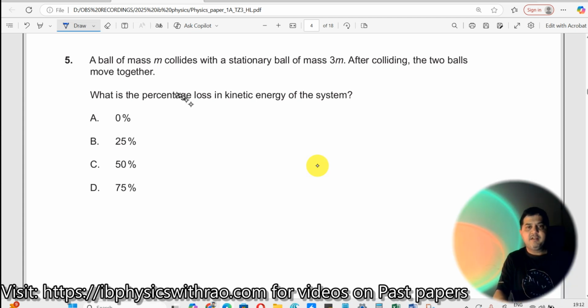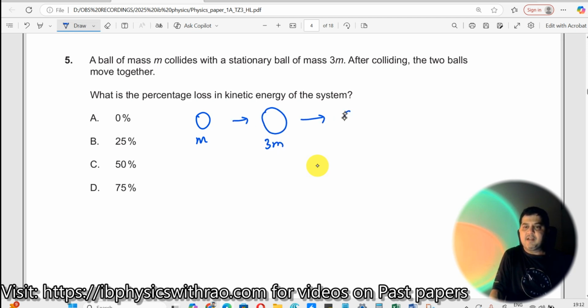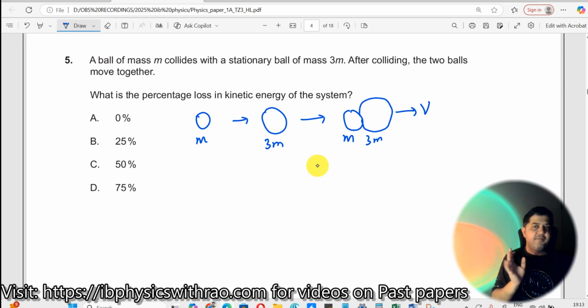Question number 5. A ball of mass m collides with a stationary ball of mass 3m, and as a result of it, after colliding, both the masses start moving with the same velocity. What kind of problem is this? Collisions. The moment it is a collision, conservation of momentum should be applied. There is no problem without conservation of momentum, so you should know this.